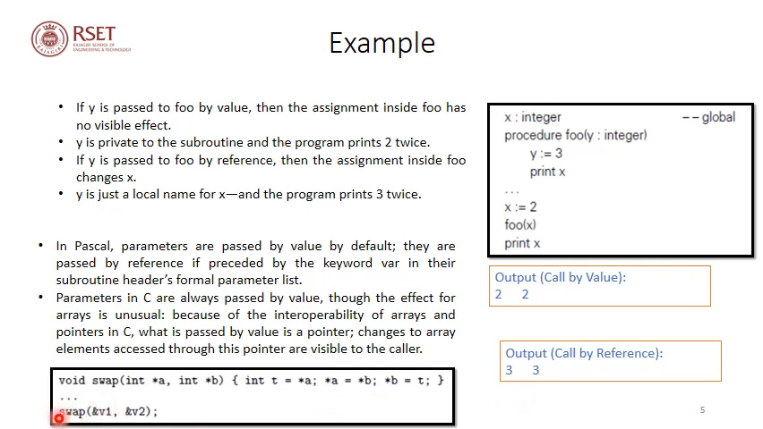So here we have a function called swap. Inside the function swap, we take two integer pointers a and b, and within the function we are actually swapping the values within a and b, and we are passing the addresses of two variables v1 and v2. So whatever changes we make through a and b will be reflected in the addresses of v1 and v2. In this case, this is an example of call by reference in C.